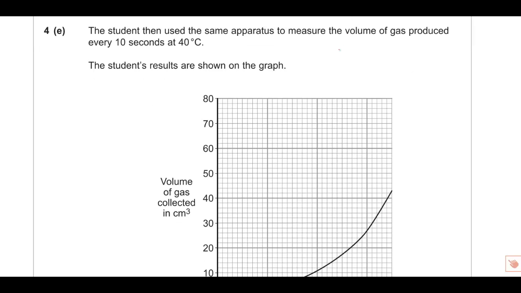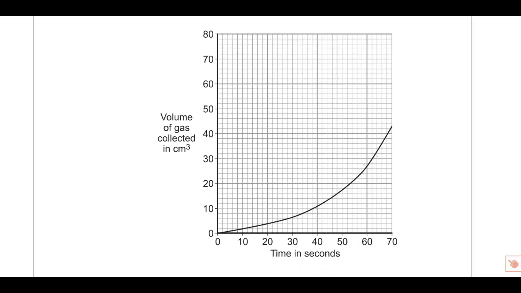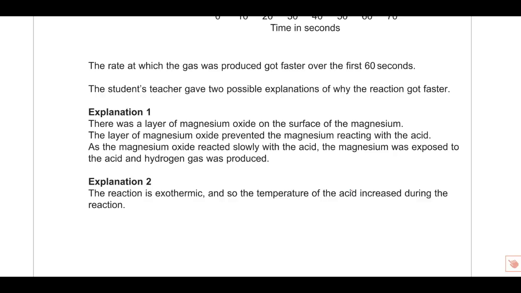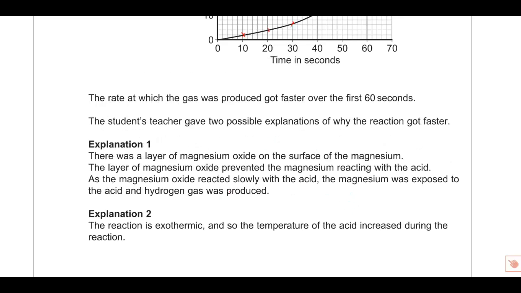So this time, not looking at the temperature change, the student is using the same apparatus that measures the volume of gas produced every 10 seconds at 40 degrees Celsius. So he's every 10 seconds got a point on the graph here. If I can find this pen, that would help. Boom, boom, boom, boom, etc. Volume of gas collected.